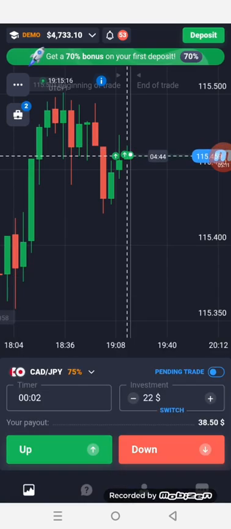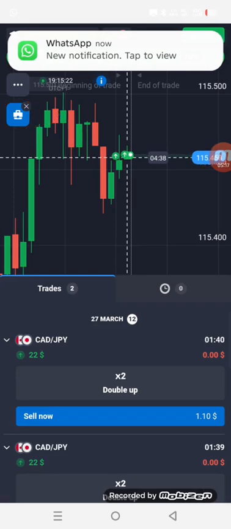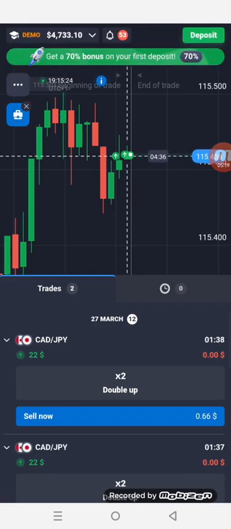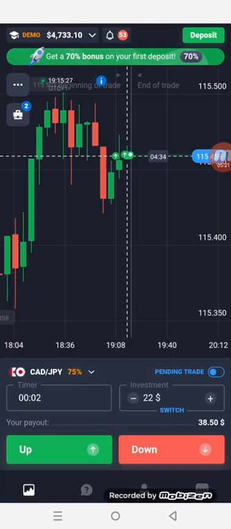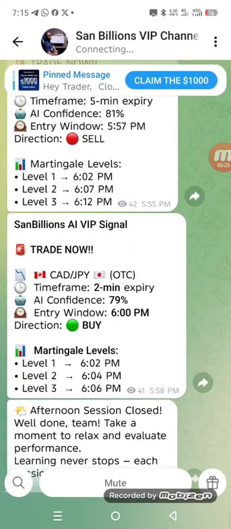For you to check the history of your trade, go to this box here and click it. You will see all your trades as the trade is going on. If you want to close it back, you click the box again and it will close. Now we have taken this trade, buy.